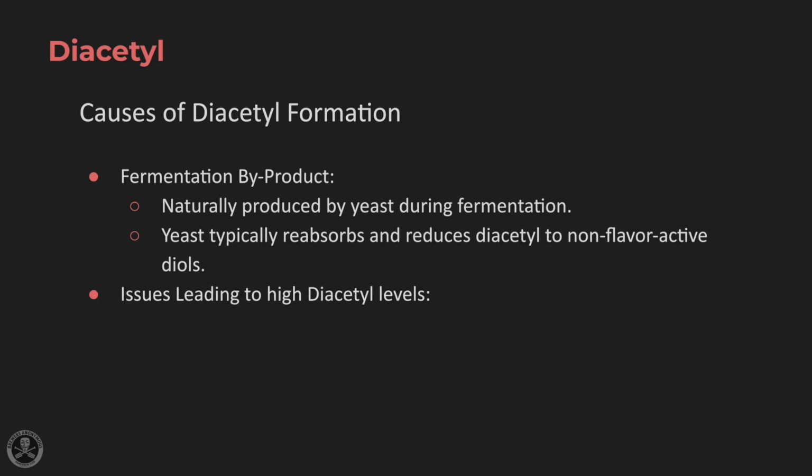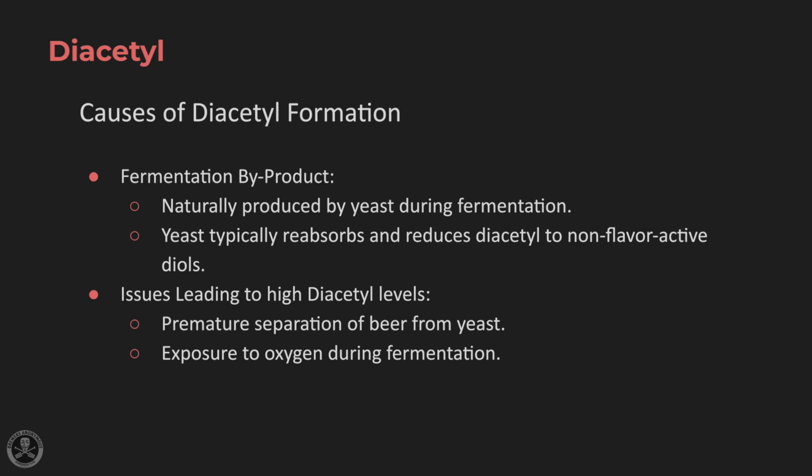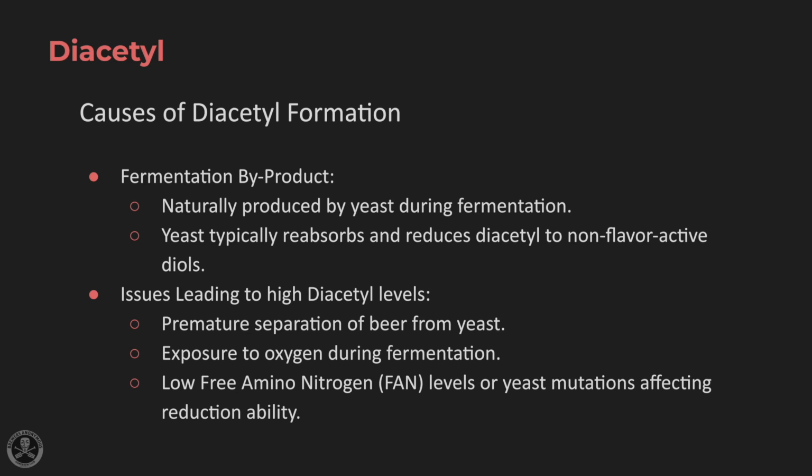There are some issues that lead to high perceptible diacetyl levels. Premature separation of the beer from the yeast before the yeast can reconvert the produced diacetyl is one, and exposing the beer to oxygen during active fermentation is another. And along with that, low free amino nitrogen levels or yeast nutrients, or mutations in the yeast that affect their ability to reduce diacetyl byproducts, can also lead to elevated levels of diacetyl.